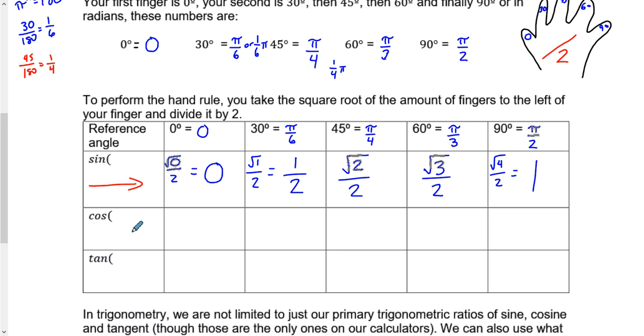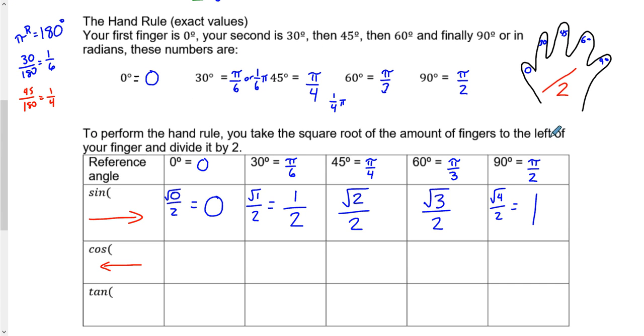Cosine is read directly backwards. So instead of reading to the left, we're going to read to the right. Now the angle measures in either degrees or radians stay the exact same. The only difference is that you're just reading to the right. So how many are to the right of this 90? Well, there's 0. Square root of 0 is 0.